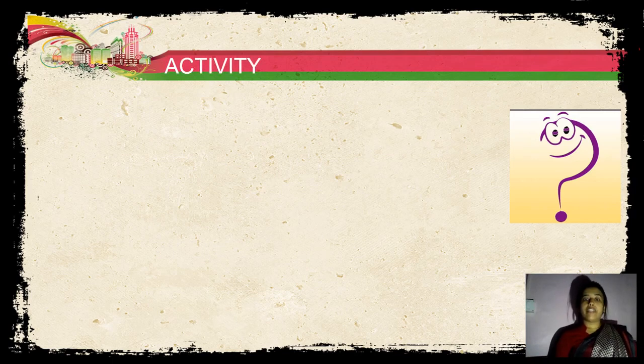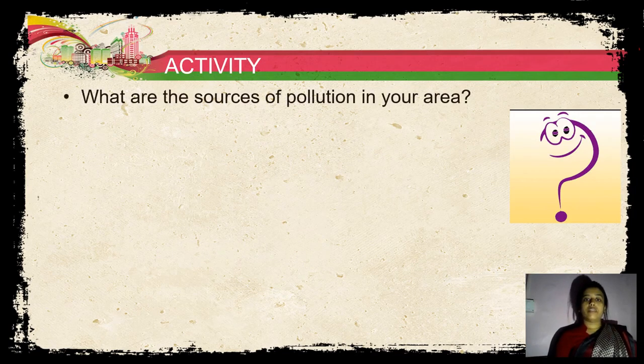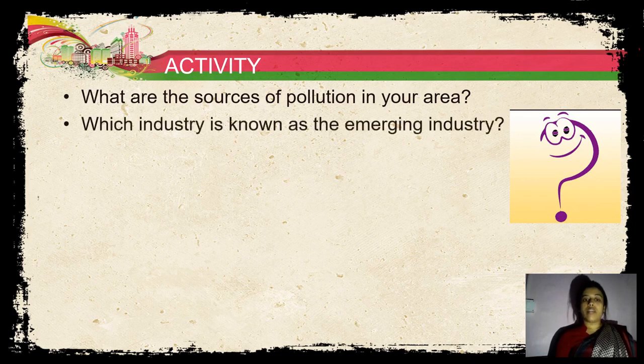And here's the activity for you. What are the sources of pollution in your area? Find out if there is any industry situated in your area. Then find out what the causes of pollution in your locality are. Which industry is known as an emerging industry?